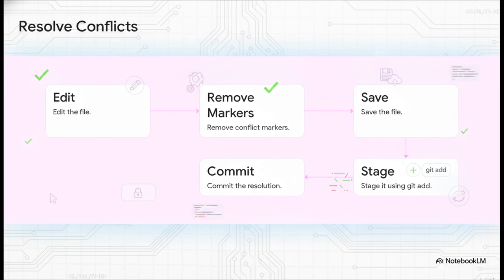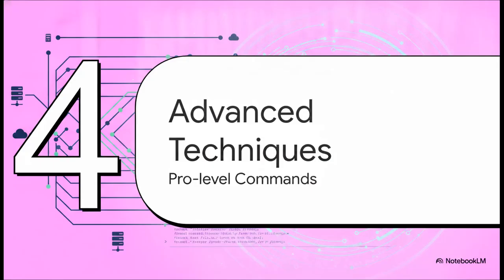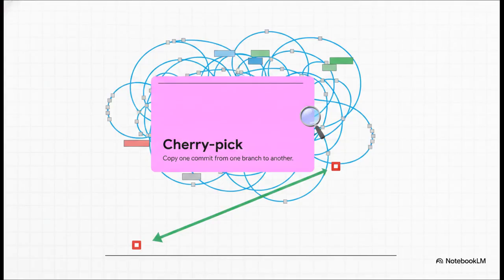It's totally normal. And honestly, knowing how to calmly resolve this just proves you're ready for the real-world team environment. All right, let's level up. Section 4, Advanced DevOps Techniques. We're stepping up the complexity now. First up is a true precision tool, cherry pick.